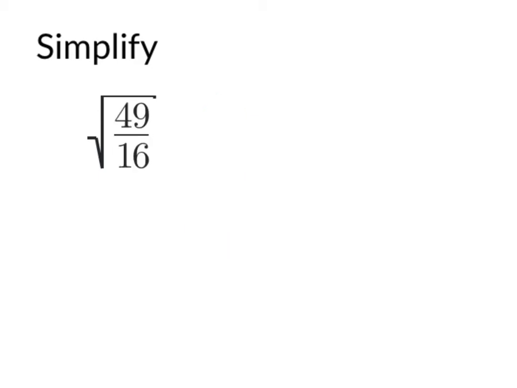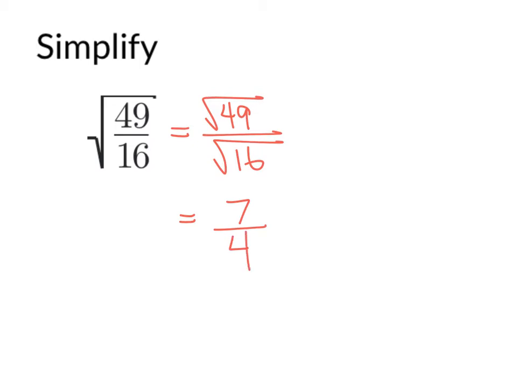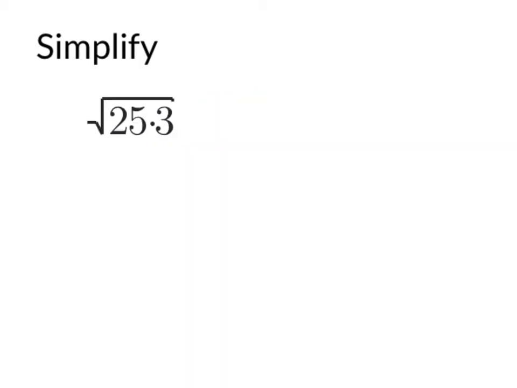Let's try another one, the square root of 49 over 16. Well, first we break this up into the square root of 49 over the square root of 16. Then simplify each square root. The square root of 49 is 7, and the square root of 16 is 4. So this fraction simplifies to 7/4.